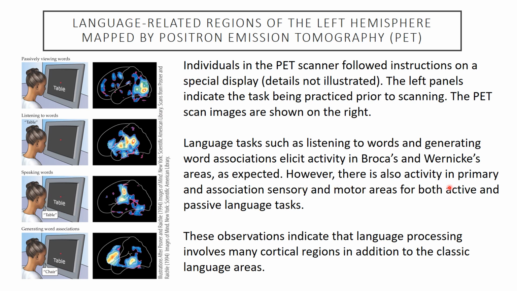But we also see that there's activity in primary and association sensory and motor areas for both active and passive language tasks. Some of these passive tasks, such as listening to words, show activity in some of these areas. Speaking words, obviously, we see activity in the motor cortex, but we see activity in some of these areas too. And this indicates that language processing involves many cortical regions in addition to the classical language areas. It's not just Broca's area and Wernicke's area. In fact, depending upon the task, you're going to see a constellation of brain areas that get activated.